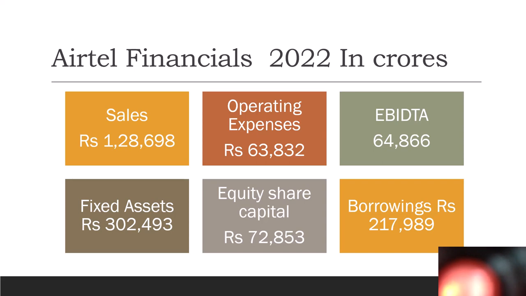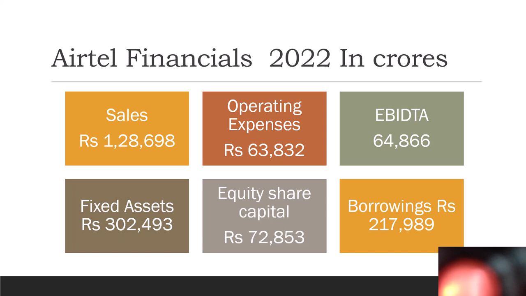So these are the sales, operating expenses, EBITDA and fixed assets. Total assets deployed are 3 lakh crores. Equity capital is 72,000 crores and borrowings are about 2,17,000 crores. Huge borrowings. Calculate the debt to equity ratio, which is basically borrowings divided by equity. So 2,70,000 over the equity, it's almost 3 times. So it is a highly leveraged company.